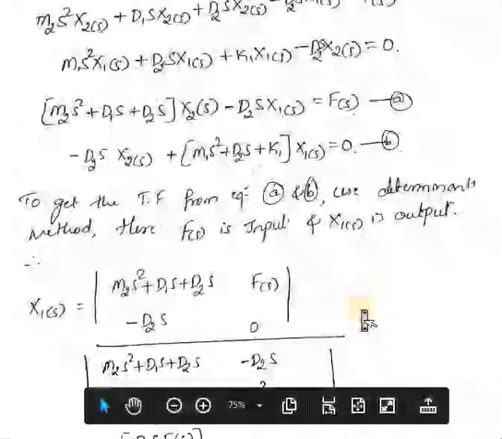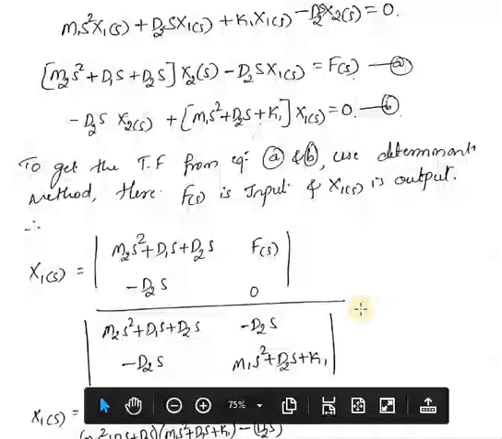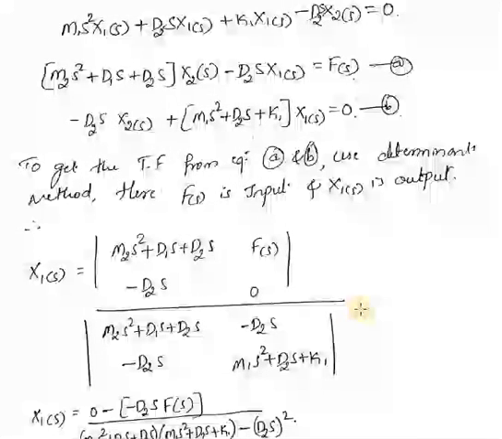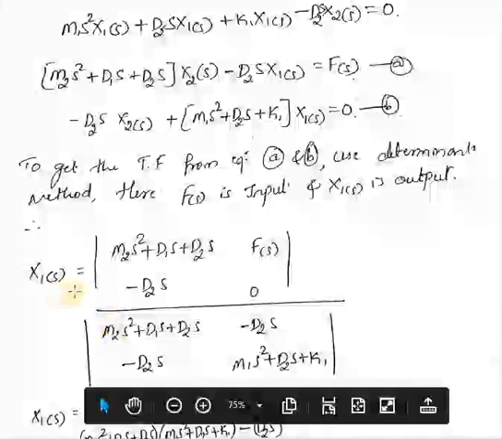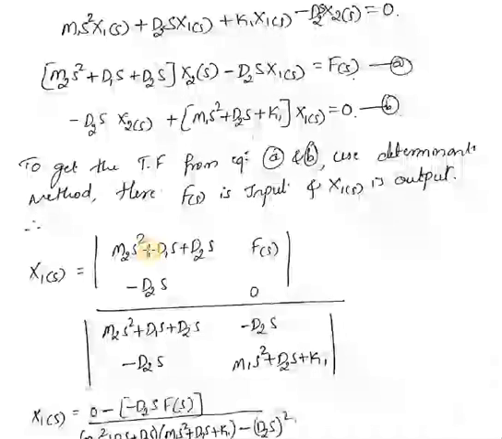Now to get the transfer function, we will write the determinant equation. So while writing the determinant equation, first you should know which one is the output and which one is the input. So here input is F(s) and output is X1(s). So we will try to get the ratio of X1(s) by F(s). So we will write the determinant equation for X1(s). So in the numerator, in the first column, write the coefficient of X2(s) from these two equations. You are writing the equation for X1(s).